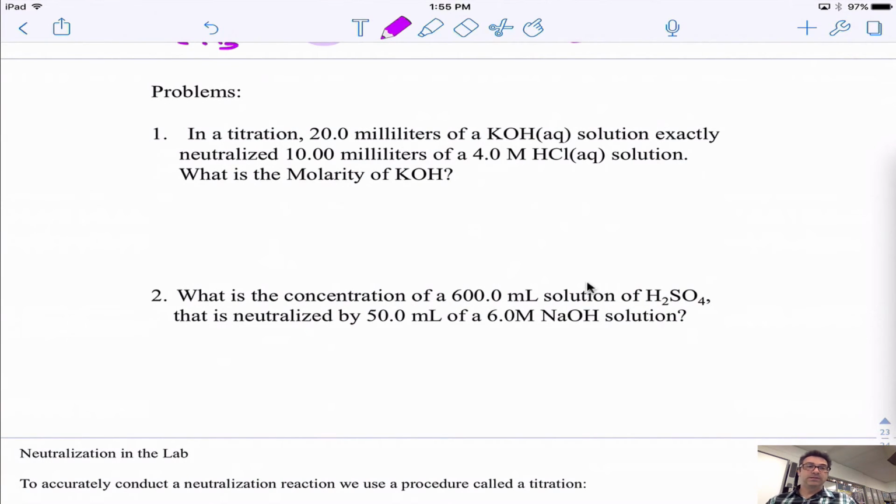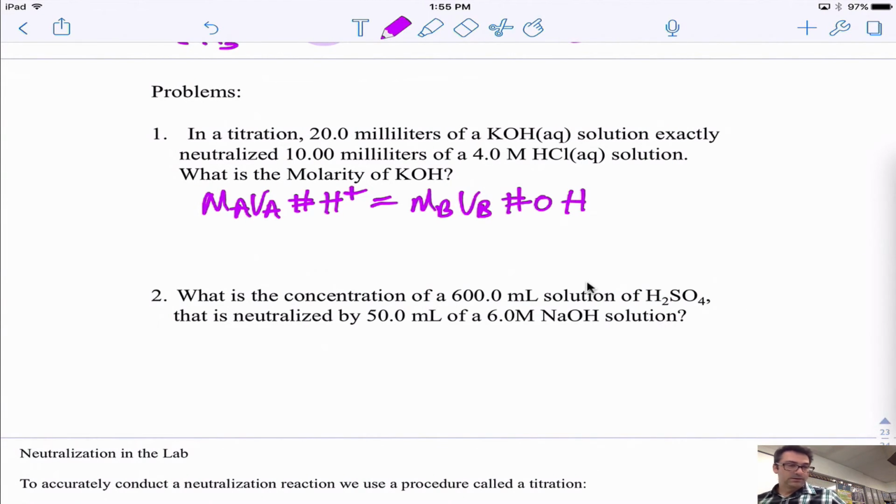So now I'm given this key piece of information that it's a titration, and as soon as I see that, I know that I'm going to have to go straight from my MA, VA, number of H plus, equals MB, VB, number of OH minus. So now they say that I have 20 milliliters of KOH. So I see KOH, I know it has one OH. I see it's 20 milliliters, that's my volume. I leave it in milliliters, I can do that, because the milliliters will cross out on both sides. And they are telling me that this is neutralized by 10 milliliters of HCl. HCl is 1 H, and the concentration of the HCl is 4 molar.